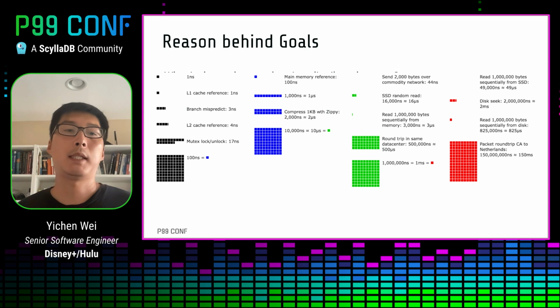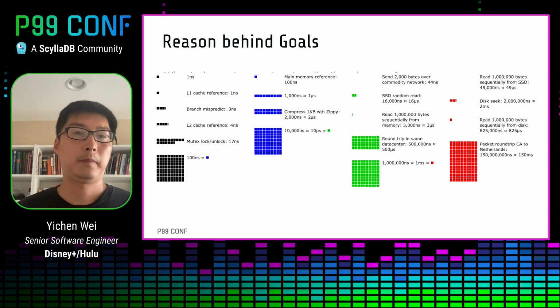Okay, what's the reason behind our goals? So this diagram is something I like to share every time I'm talking about optimization. Of course, there's another diagram for GPU when I talk about the machine learning part, but the idea behind it is very similar. We want to keep the CPU or GPU busy, which means that we want to push the data very close to the CPU or GPU.